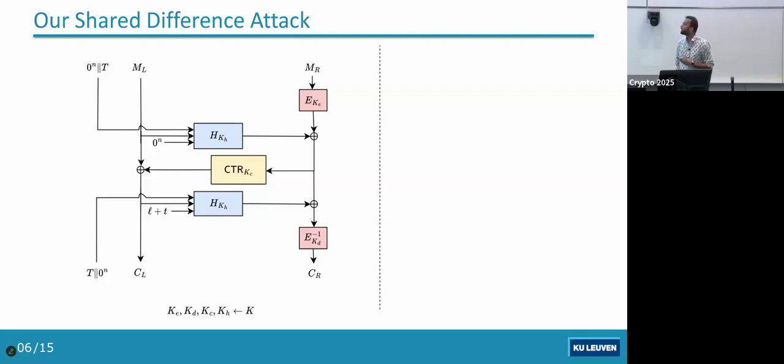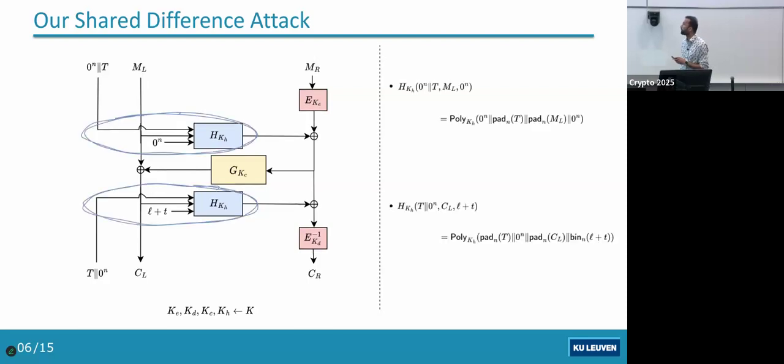is invariant of the internals of the counter mode. So any function that is a keystream generator can be used here for the attack. So we replace it by a keystream generator G. And for the polynomial hashes here, H, they are the same hash functions, but they take different inputs in different order. So we can write them like this, and internally they use a polynomial hash.